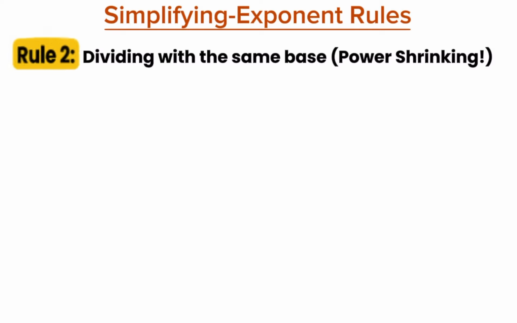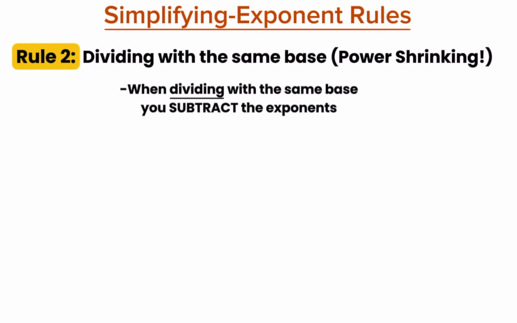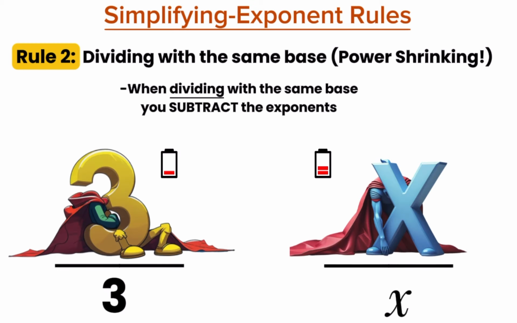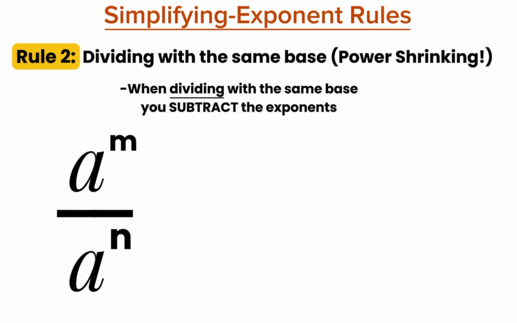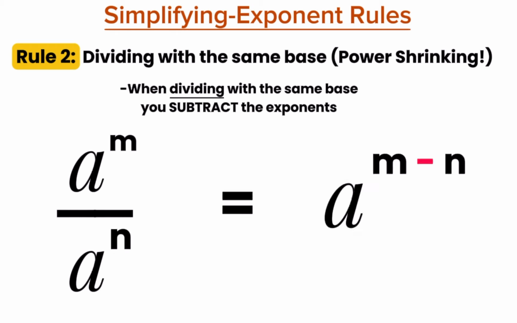Rule 2. When dividing with the same base, we subtract the exponents. Think of this as powering down. The overall formula for Rule 2 is a to the exponent of m divided by a to the exponent of n, which is equal to a to the exponent of m minus n. Typically, when dividing in algebra, the expression is written as a fraction. Rarely do you see the division sign.